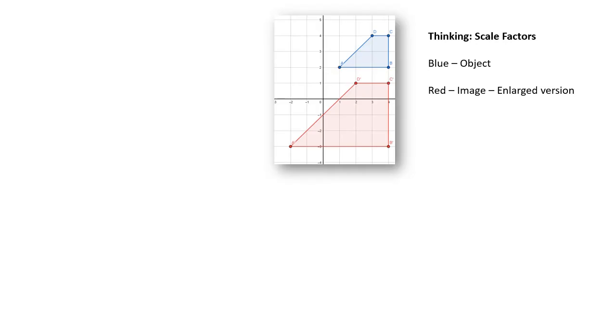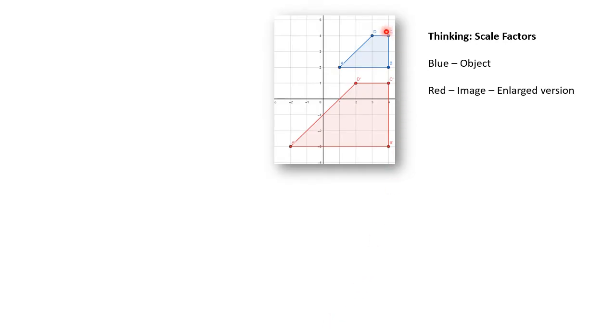Now on all of the diagrams that you're going to see, the blue is the object, so that's the starting shape if you like, and the red is the image, so the shape that has resulted from the enlargement. So let's have a look at a few scale factors and see if we can see what's going on.